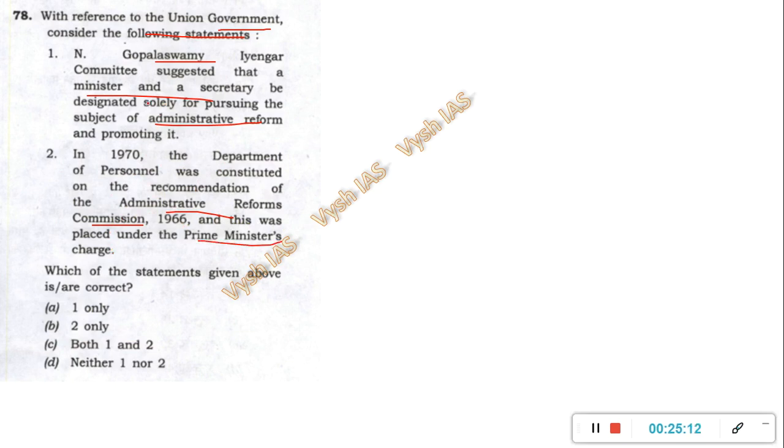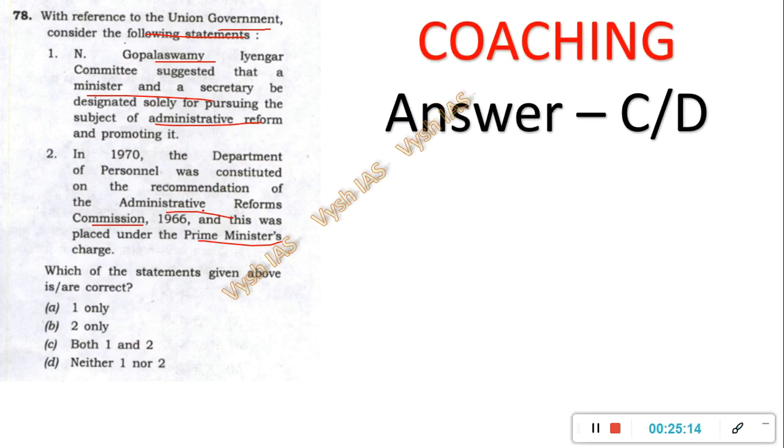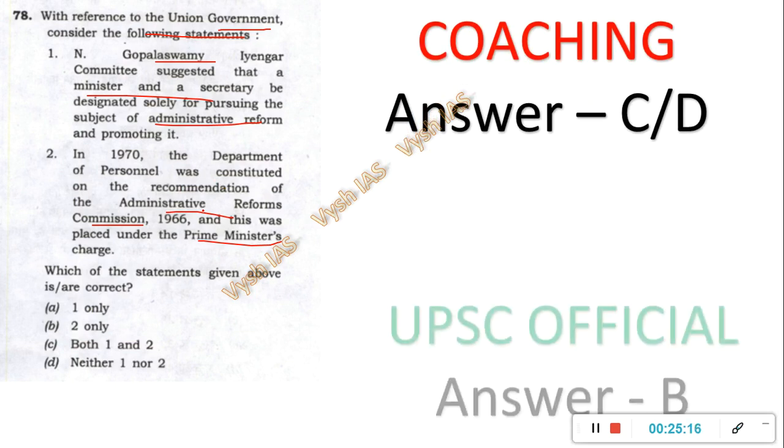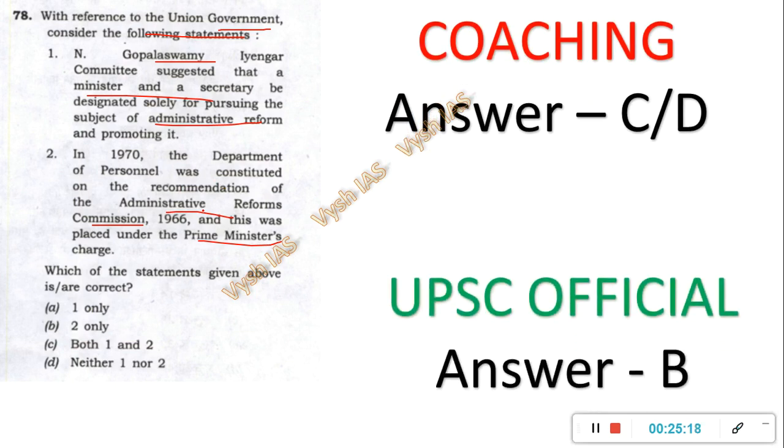So this was very factual, and people did not know what to give as the answer. Now the official answer key is actually answer B. So don't believe whatever answer key you saw first. Many said 2 is correct, many said 1 is correct, or both are correct. Now the answer is only 2 is correct. This is actually by the ARC report of 1966, and it was placed under this.